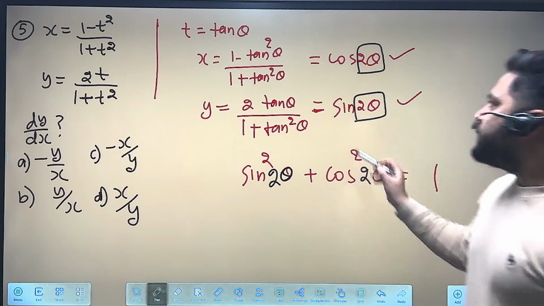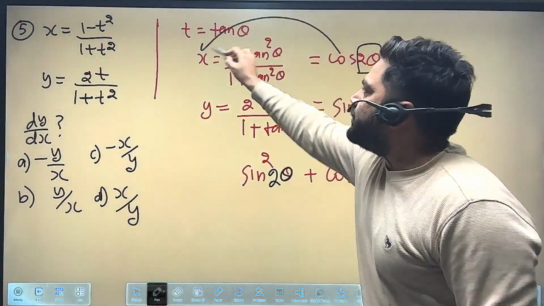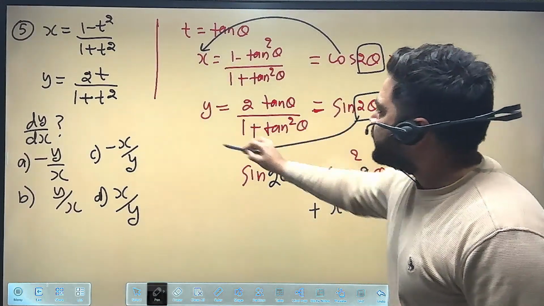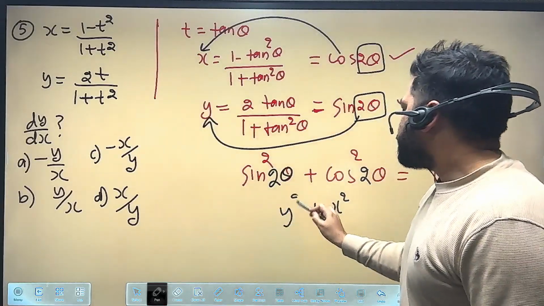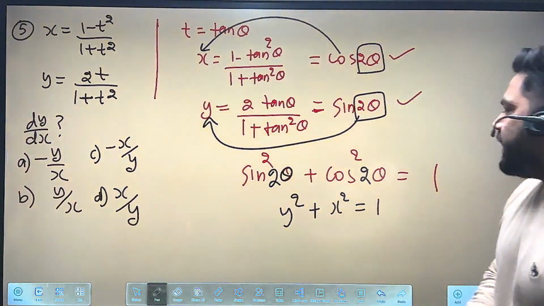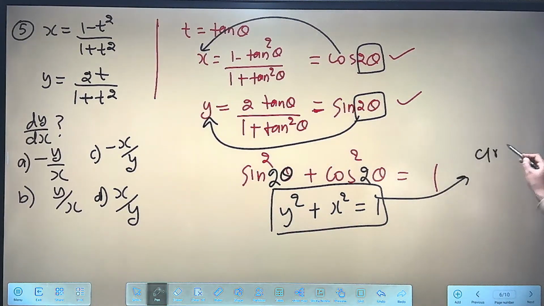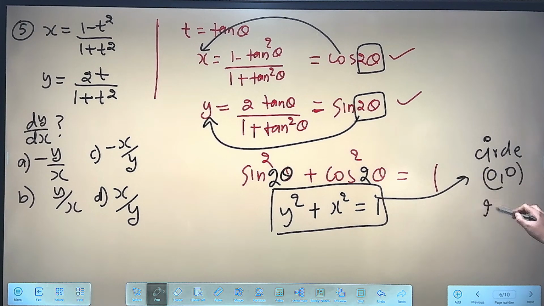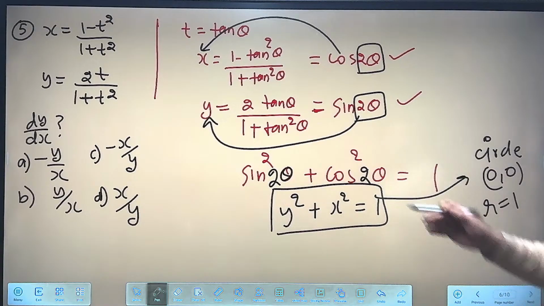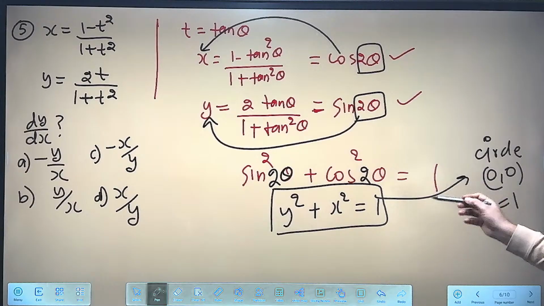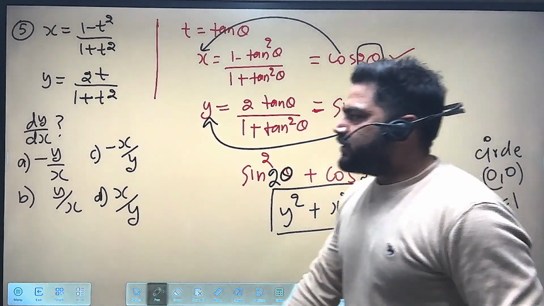So now what is cos 2 theta? Cos 2 theta is directly equal to x, so it will be x square. Sin 2 theta is directly equal to y, so it will be y square. So x square plus y square is equal to 1. And you know, what is this? This is the equation of a circle whose center is 0, 0 and radius is 1. So they can also ask what geometrical figure this equation represents.